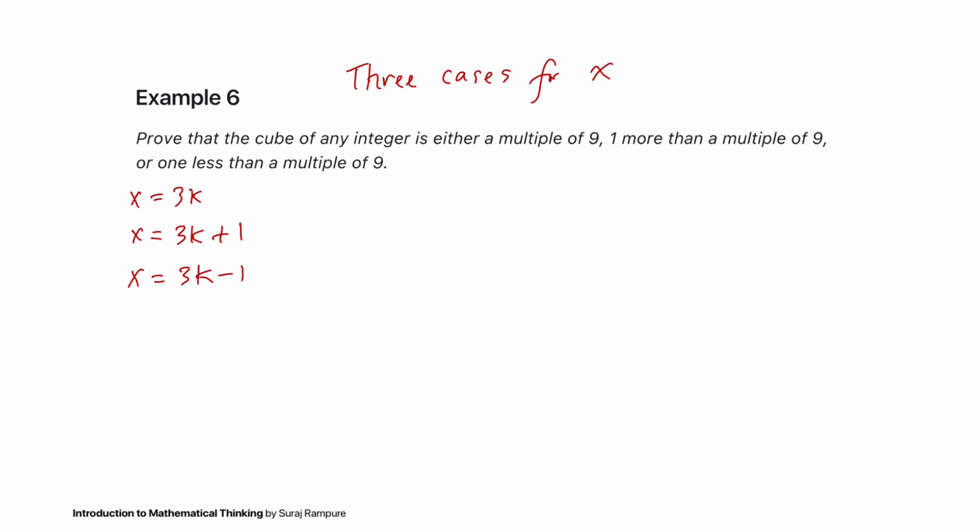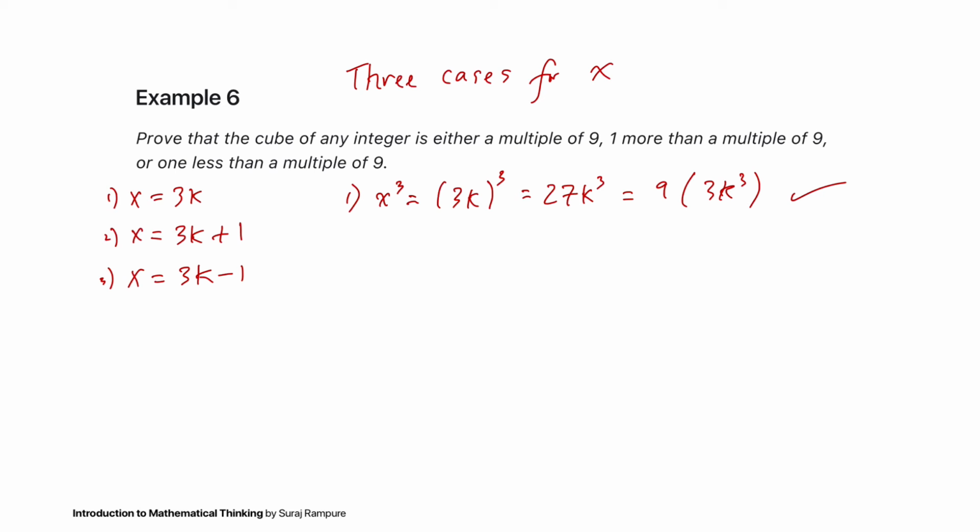And so what am I going to do? I'm going to cube each of these 3 separate x's and show that the statement holds for each of them. Okay? Let's go about doing it. So the first one, x cubed is (3k) cubed, which is 27k cubed, which is 9 times some integer. Does that hold? Yes. Question?